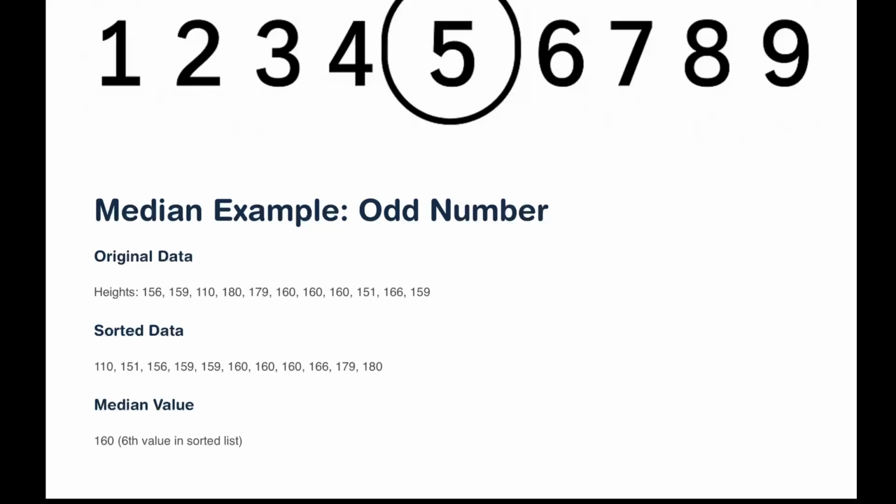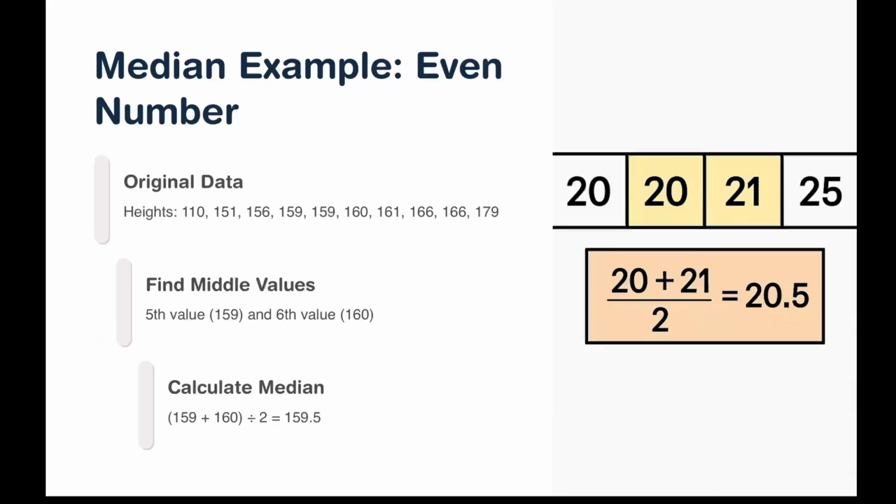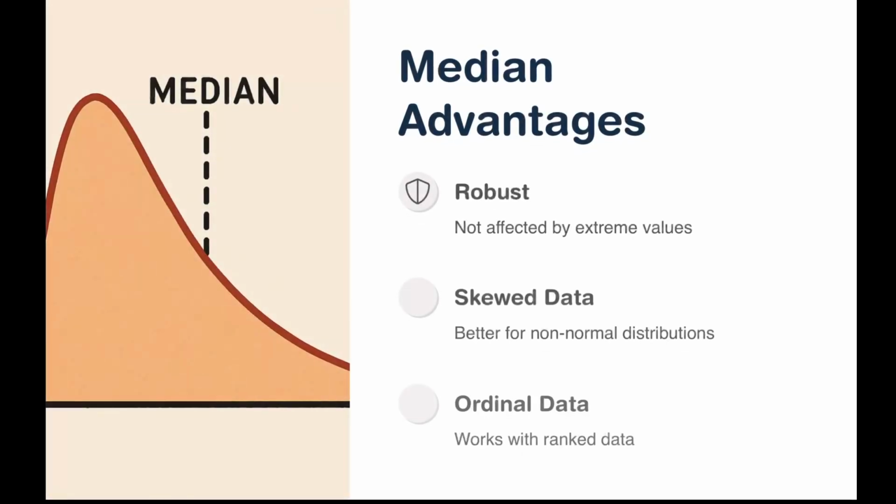So we need to find that middle value when the count is odd. For even numbers, we need to identify the two middle values and calculate the mean of the two values, and the median will be that. So in case of even numbers, we find the middle values, usually two, then we divide by 2. We take the average of that. Usually the value will be in between those two numbers.